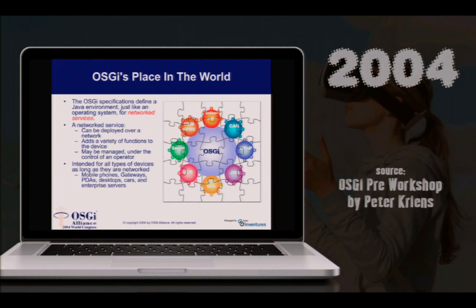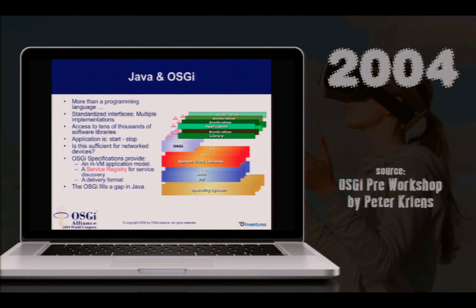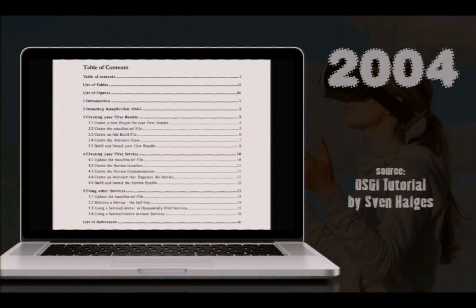But that's not the most interesting part. One of the most interesting parts I find here is that it is just like an operating system for networked services. That's 2004. It's so cool. And then also, the most important thing I found in this slide is access to tens of thousands of software libraries. And that's, again, 2004.